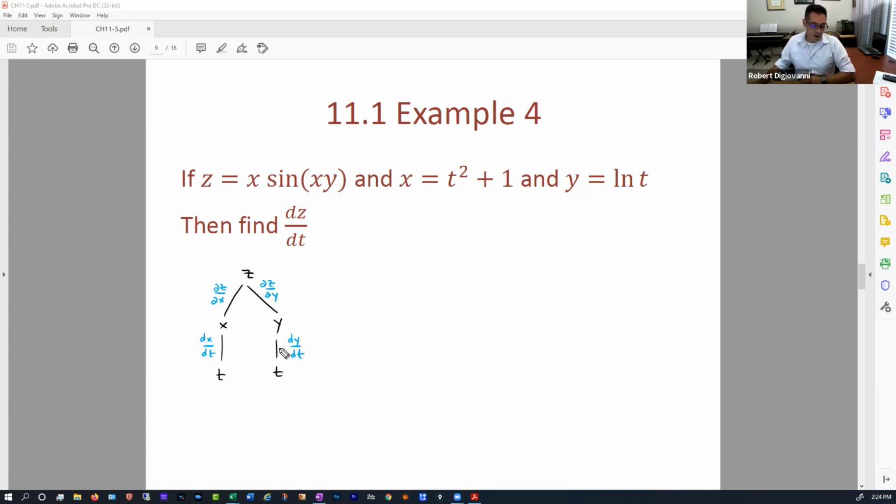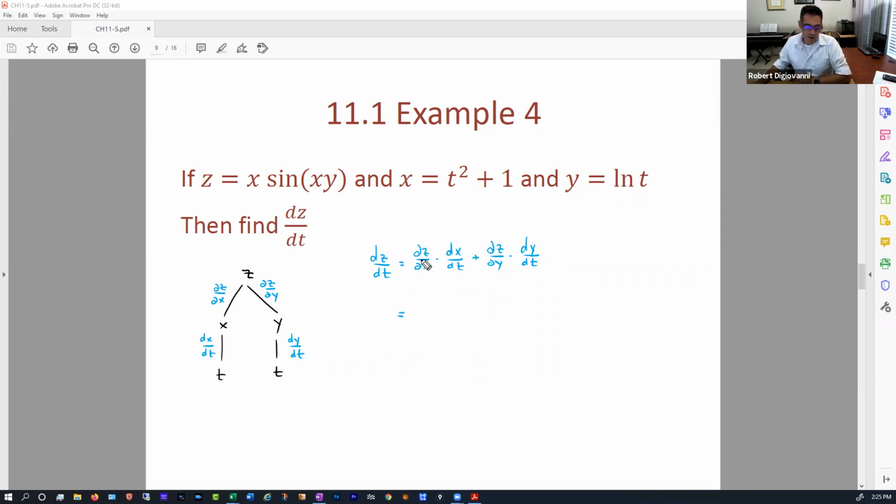Now, because I have two branches that I have to go down, to figure out dz dt, I have to take the product down this branch, and add to it the product down the other branch. And now it's just a matter, once I've got that written down, of going up here and looking at these and taking derivatives.